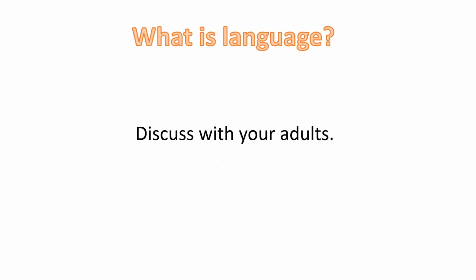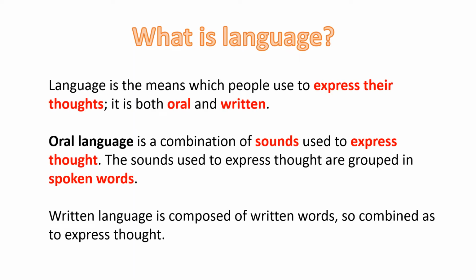Well done everyone. What is language? Discuss with your adults. Language is the means which people use to express their thoughts. It is both oral and written. Oral language is a combination of sounds used to express thought. The sounds used to express thought are grouped in spoken words. And written language is composed of written words, so combined as to express thought. Pause this section and read through it again yourselves.